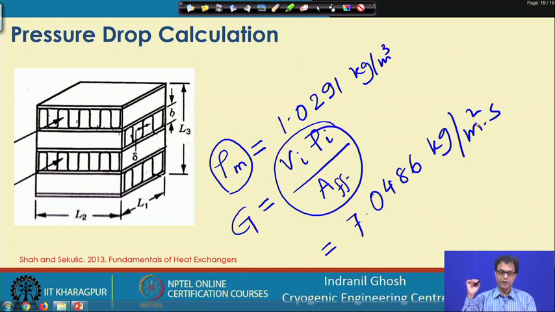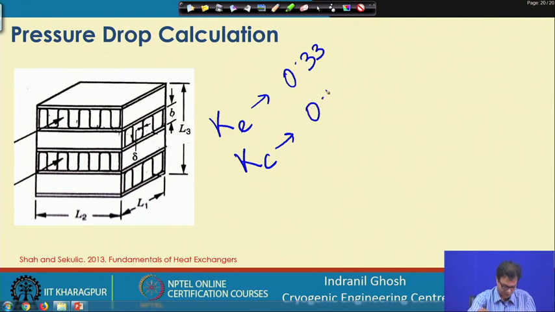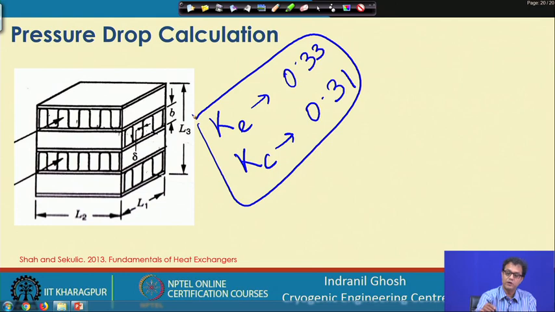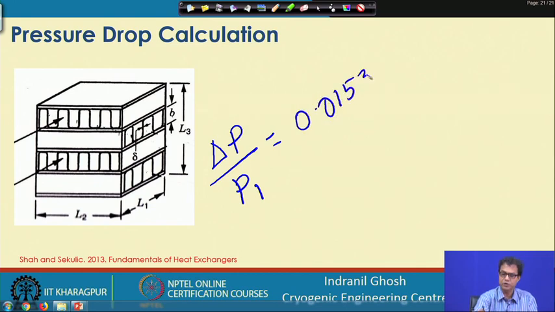So, that is the unit, and for the Reynolds number given, we can estimate Ke and Kc. From the figures that we have shown, you can find that Ke is coming as 0.33 and Kc is 0.31. Now all these parameters are known to us. Accordingly, we can find that delta P by P1 will come out as 0.01536. So, the pressure drop is 1.69 kilopascal, and it is only about 1.5% of the total inlet pressure.